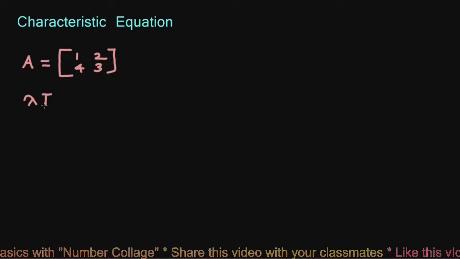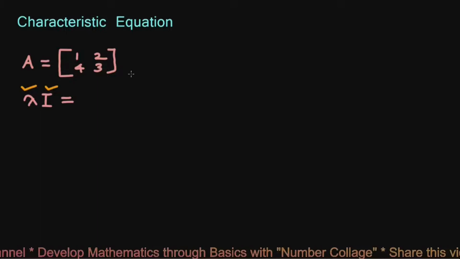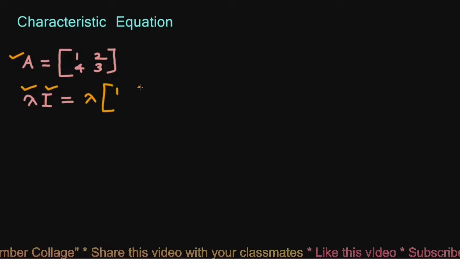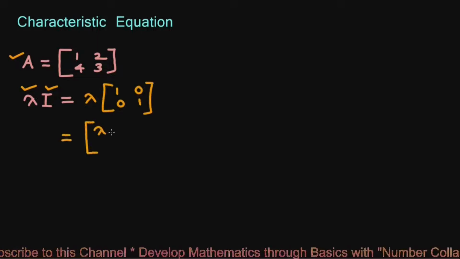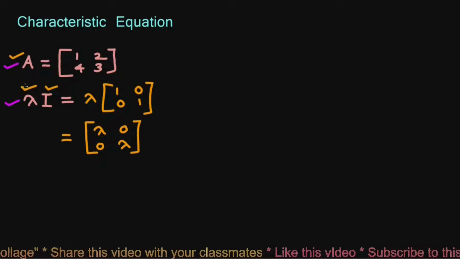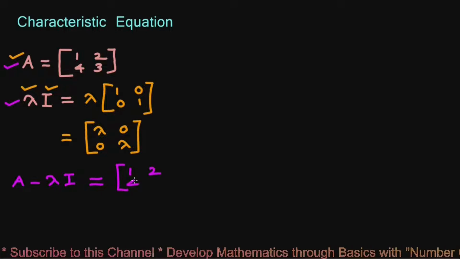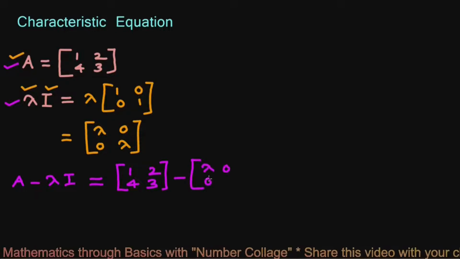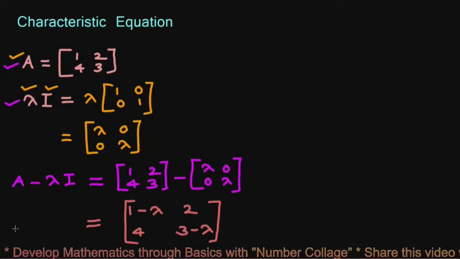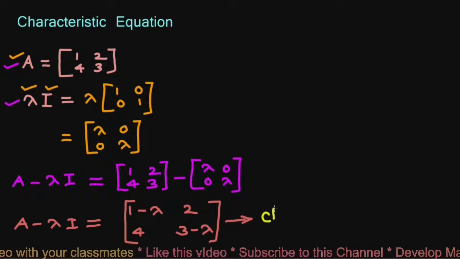Let us find out lambda I, where lambda is a non-zero scalar and I is the identity matrix of the order of matrix A. So we write lambda into [1, 0; 0, 1]. That gives us [lambda, 0; 0, lambda]. Now let us subtract this lambda I from A and write A minus lambda I. That will be [1, 2; 4, 3] minus [lambda, 0; 0, lambda]. That will be [1 minus lambda, 2; 4, 3 minus lambda]. This is A minus lambda I. So this matrix is known as characteristic matrix.